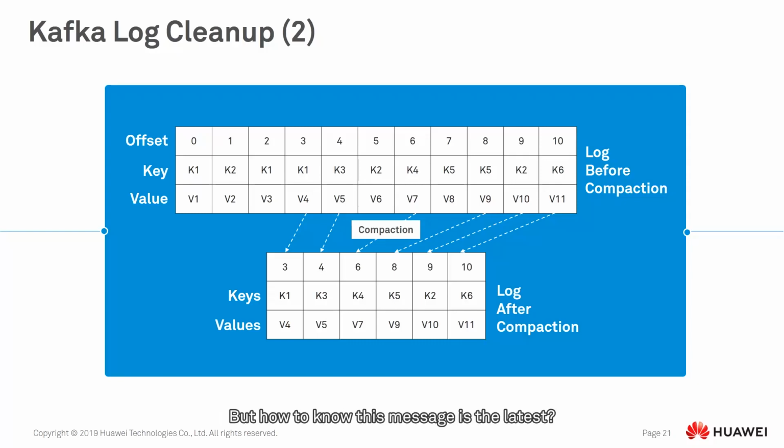But how to know this message is the latest? Well, in Kafka, messages are stored in sequence. So the message with the largest offset is the latest message. Here, one more thing to notice is that messages of the log after compaction retain the original offset assigned when they were first written. This means that the offset never changes.